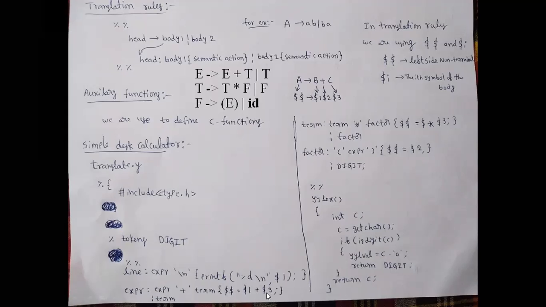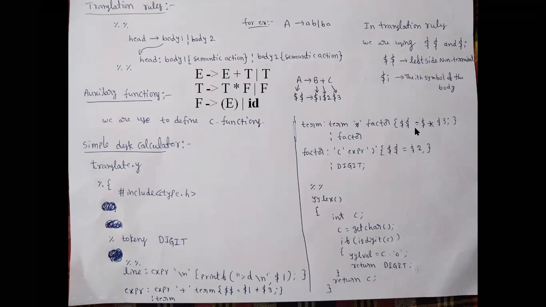Then we close the curly brace. E produces T means expr colon term, where T is the term, and this is the semantic action. Then we need OR term. The next production is term colon term star F. Term star F means star is the multiplication operation and F is the factor. So we specify term star factor.